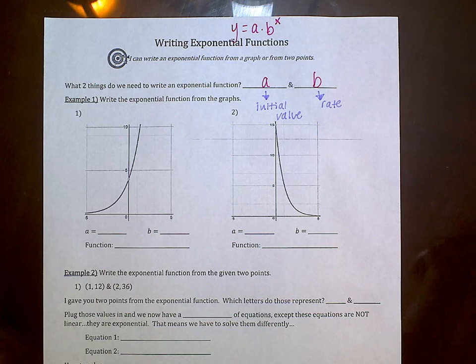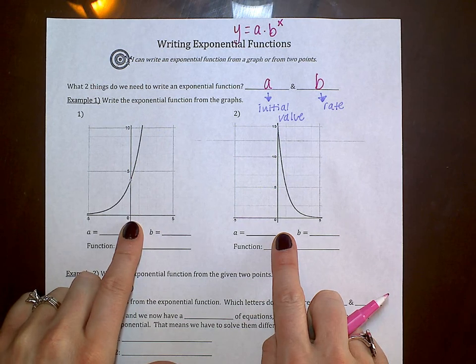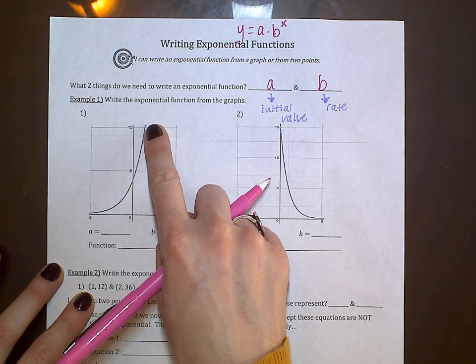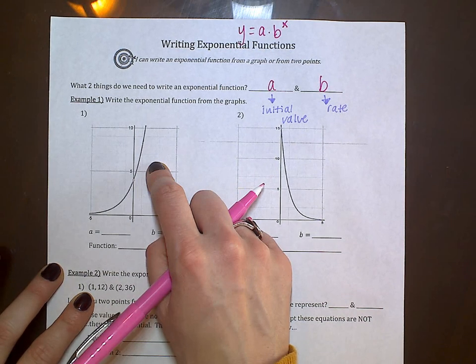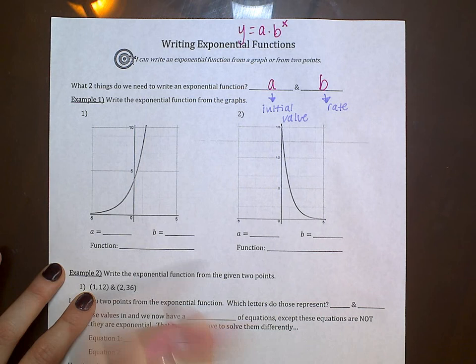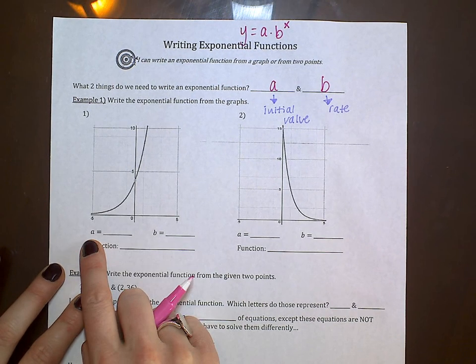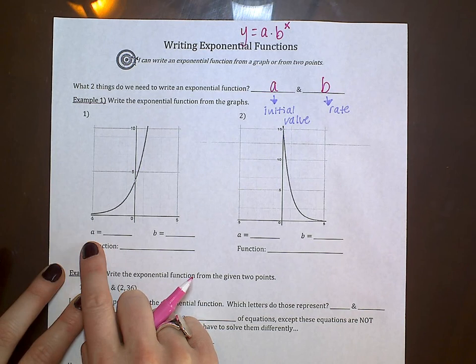Okay, let's do the reverse of what we learned last time. Last time I gave you a function and I had you graph it. This time I'm going to give you the graph and I want you to write the function. But again, you still just need a and b. If you remember from the shortcut, guys, the a value is the y-intercept.